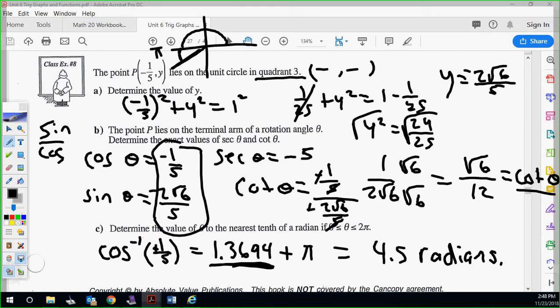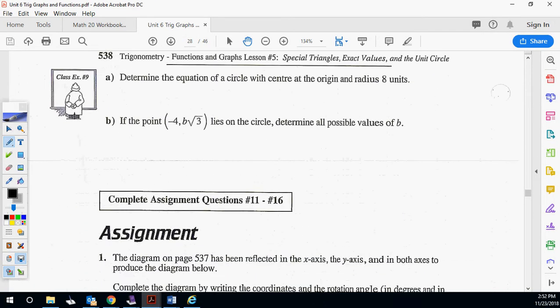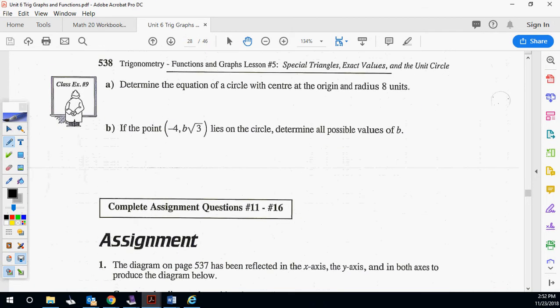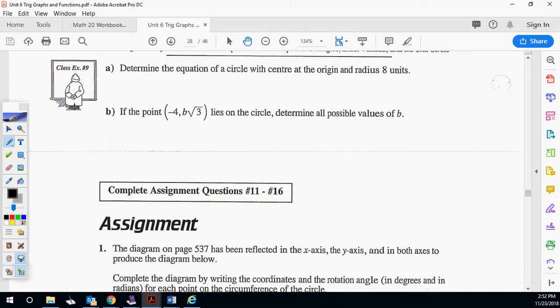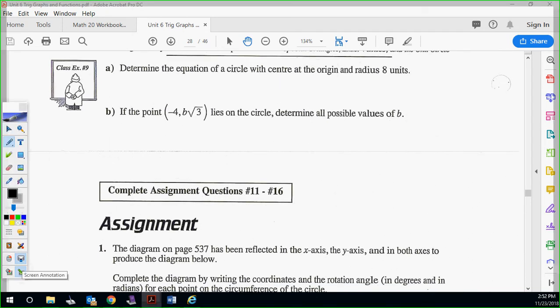Okay, so here we go. We've got example 9, last one. Determine the equation of a circle with a center at the origin and a radius of 8. Okay, so radius of 8, so that would simply be x squared plus y squared equals 64. R squared, 8 squared. Okay. If the point negative 4, b root 3 lies on the circle that you just made, determine all possible values of b. So all possible values, there's a plus or a minus.